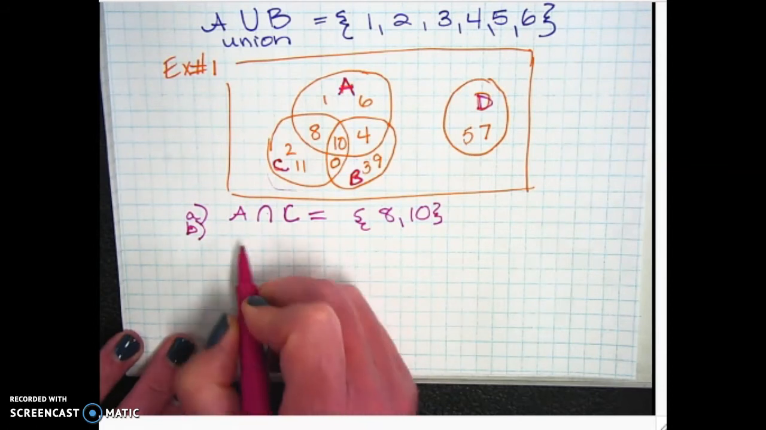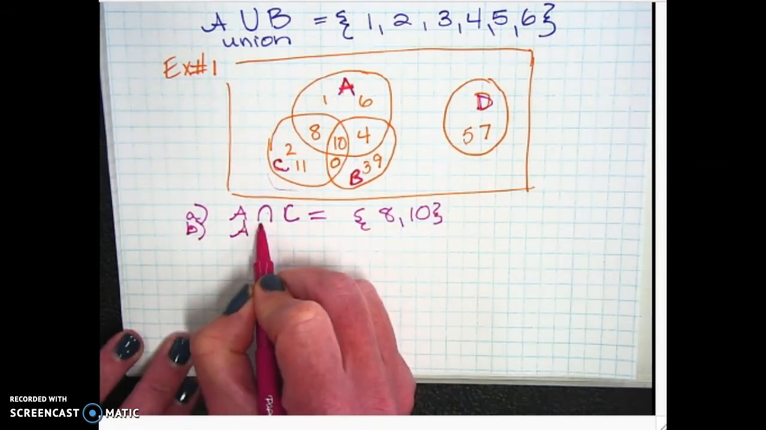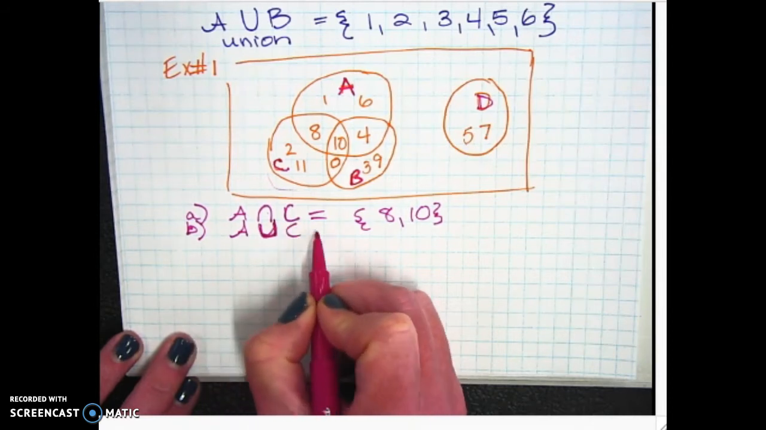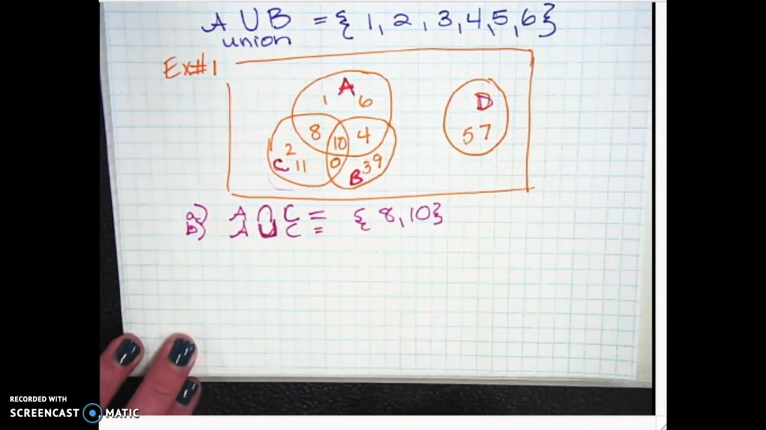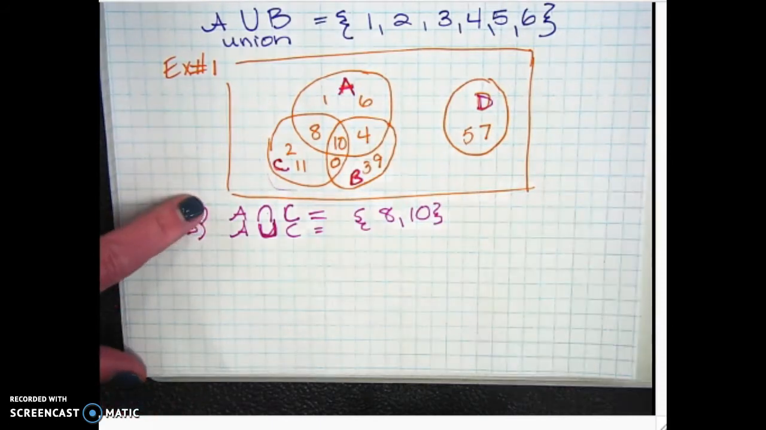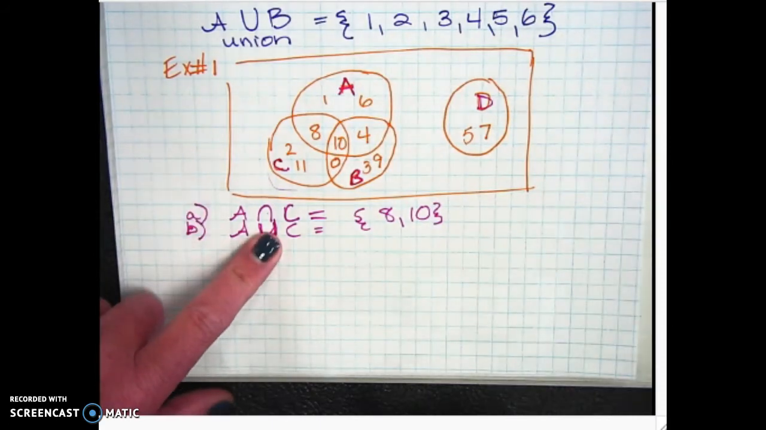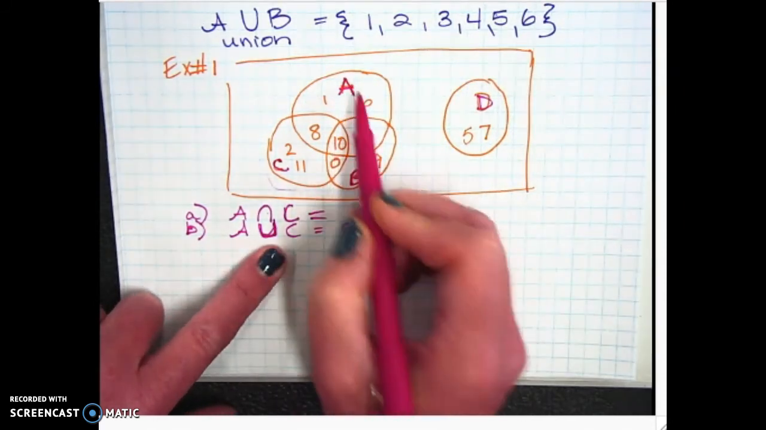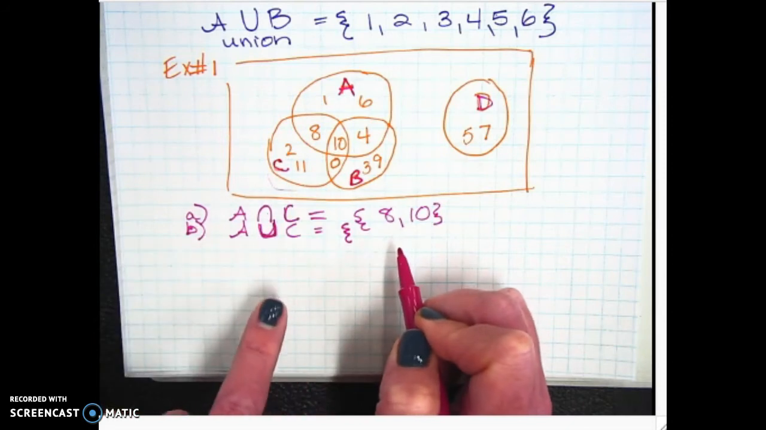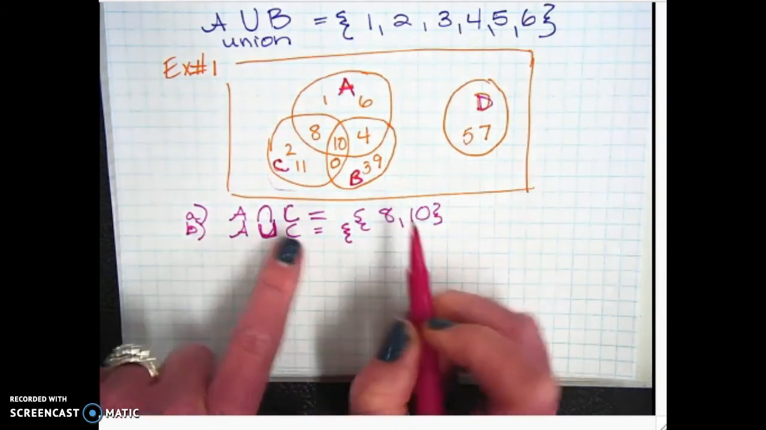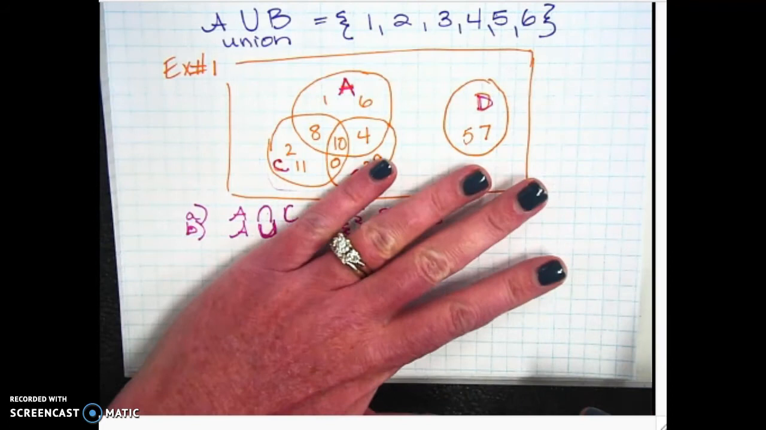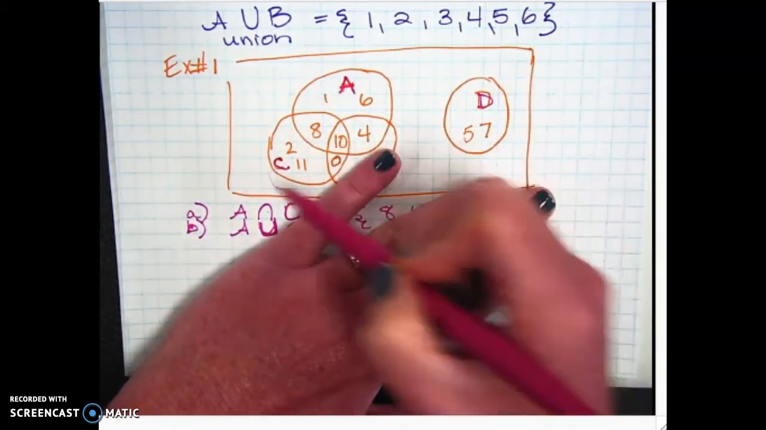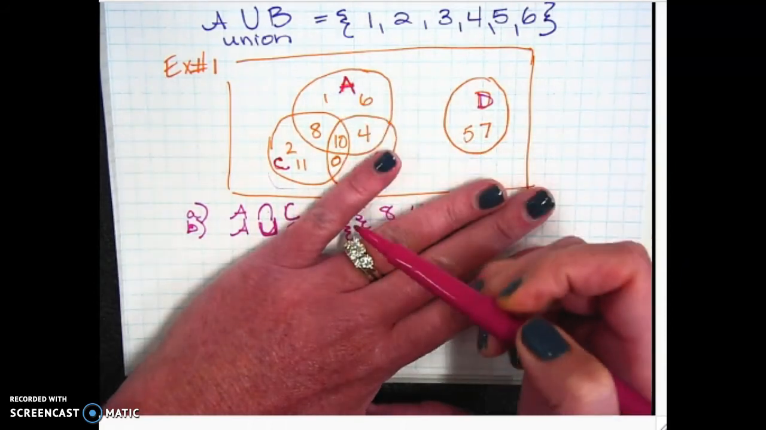All right. What is the union of A and C? So in part A, we did their intersection. Now we're going to do their union. So their union is going to be everything that's in A and C, not anything that's only in B, right? So it's going to be all of this in here. And I'm just going to go in order from least to greatest.